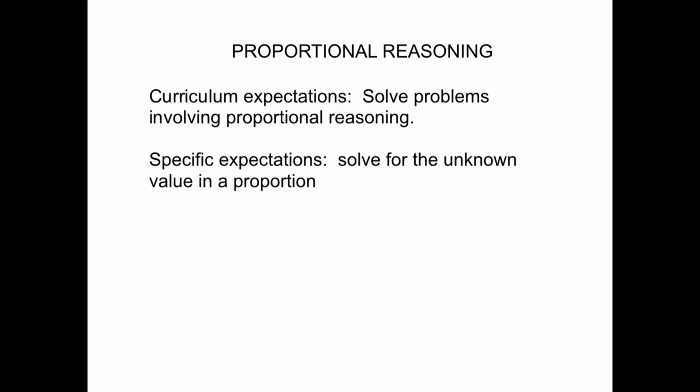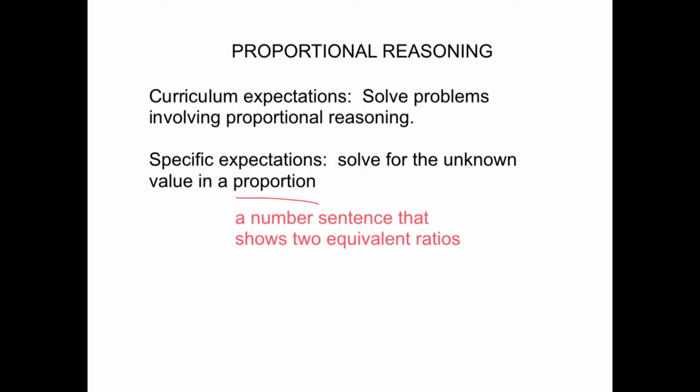Today we're going to be looking at a problem that involves proportional reasoning, and we are going to solve this problem using proportions. Well, what is a proportion? A proportion is a number sentence that shows two equivalent ratios. It's a name that we give to a statement that says two ratios, or fractions, are equal. If the ratios are the same, it means they are in proportion to one another.